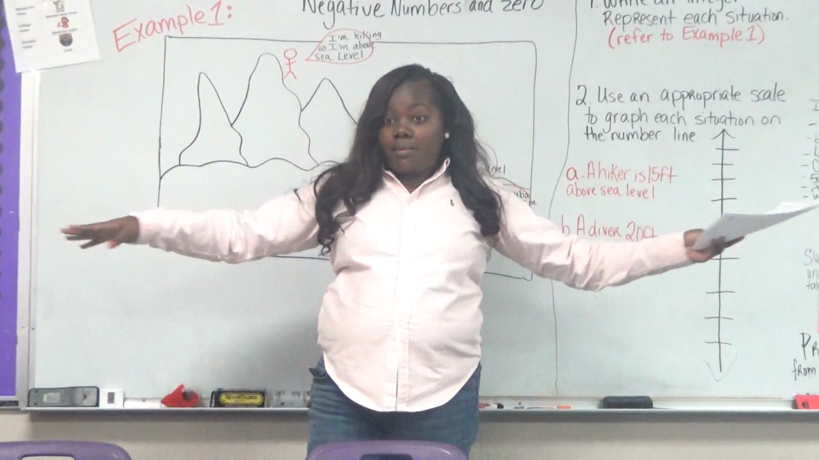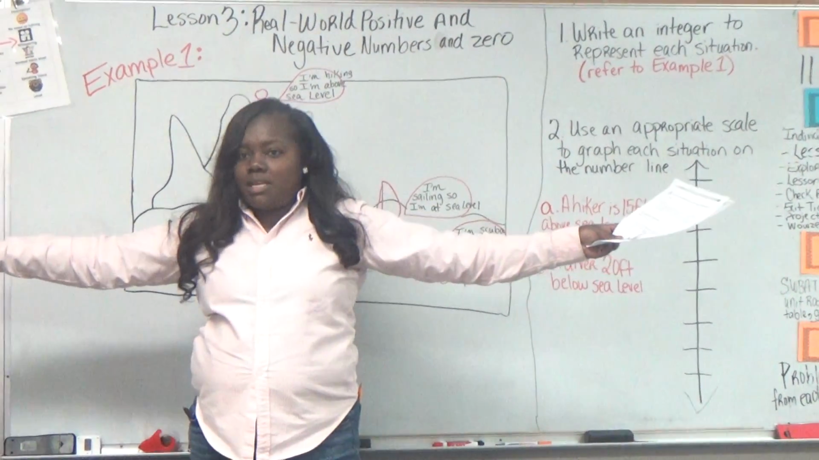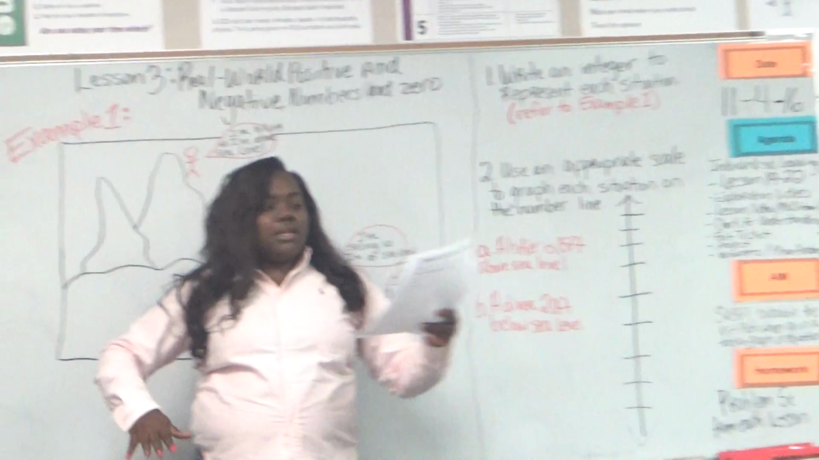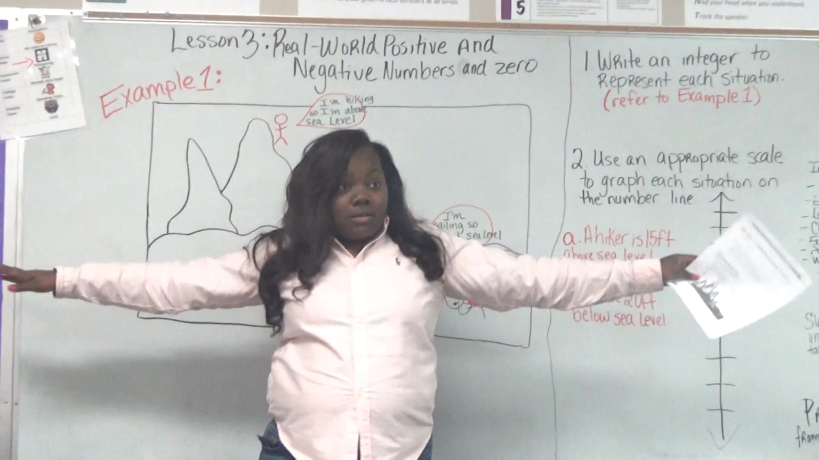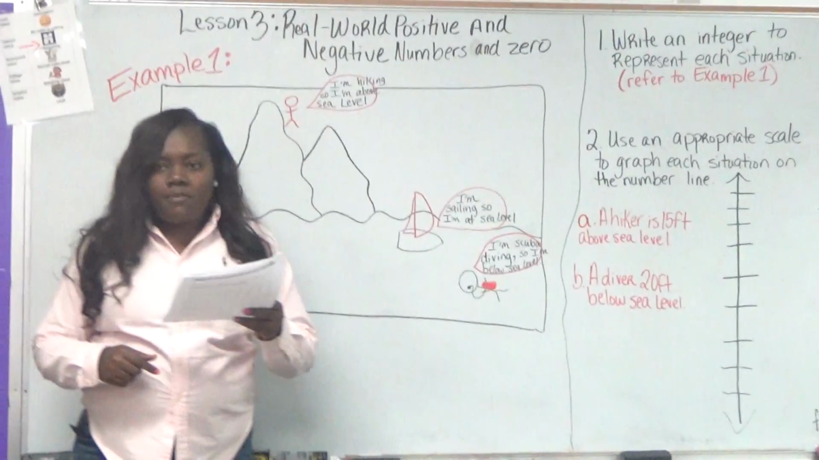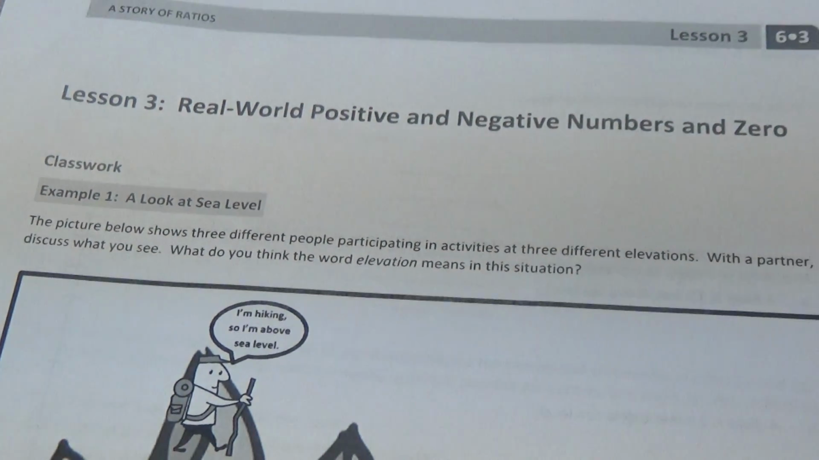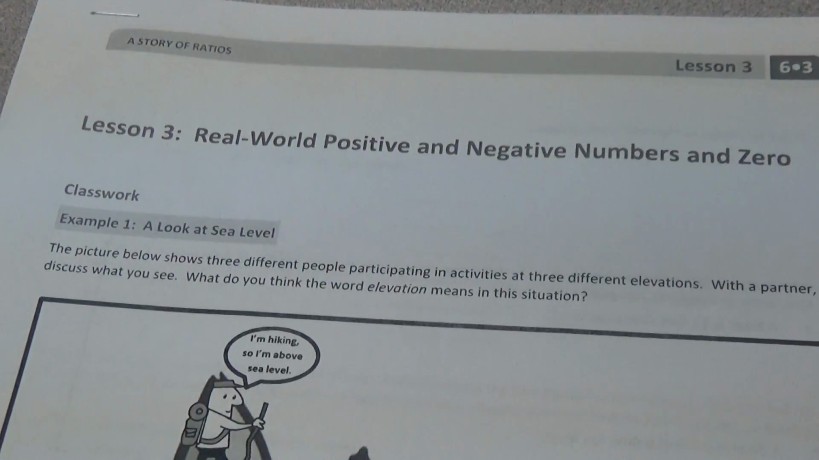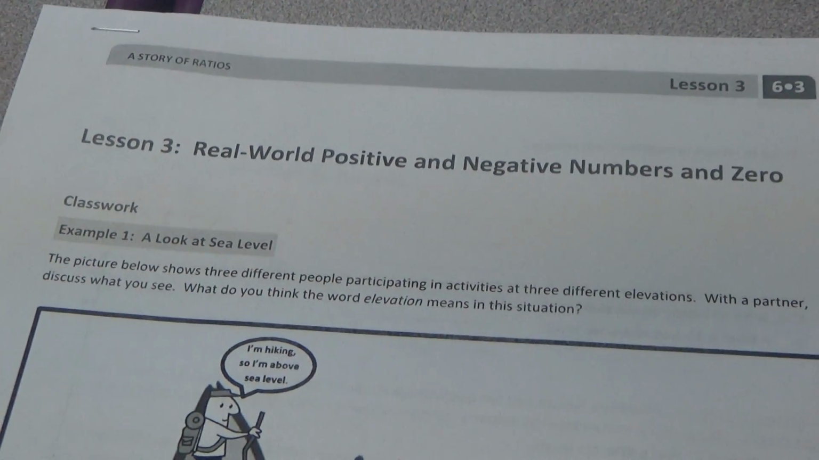Even. Maybe even. Alright, so you know that sea is a body of water. Level means that something is at surface level, meaning that we can stand on it, we're not moving, we're not sinking, we're not too high up, we're just at ground level, right? Now in example 1, read for me, Ariel. The picture below shows 3 different people participating in activities at 3 different elevations. With a partner, discuss what you see. What do you think the word elevation means in this situation?